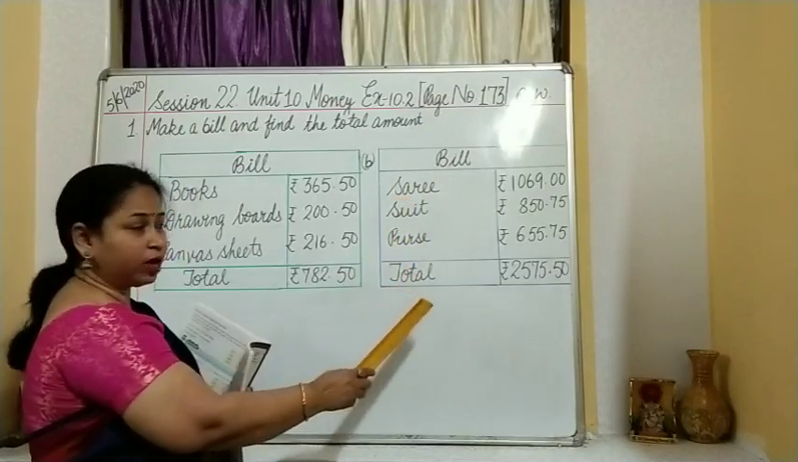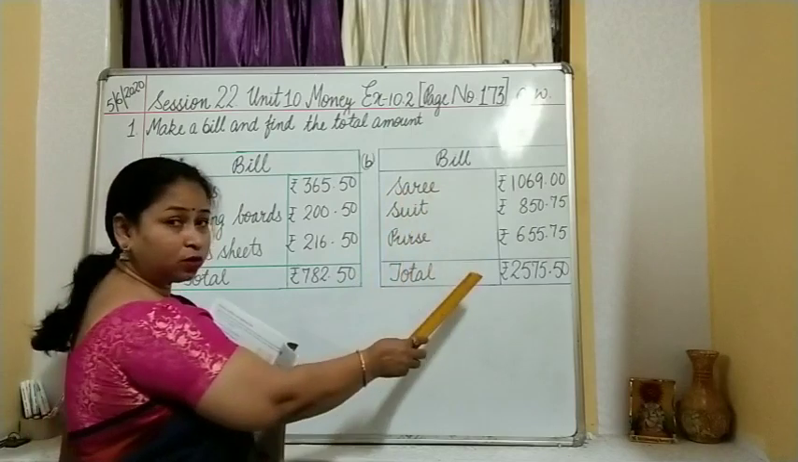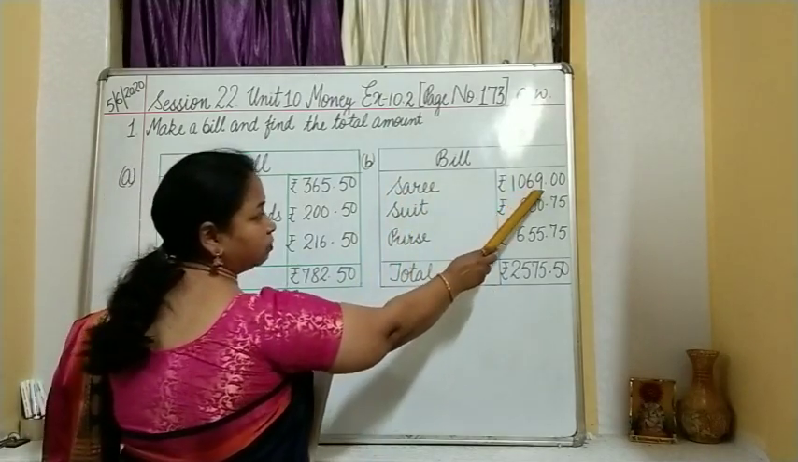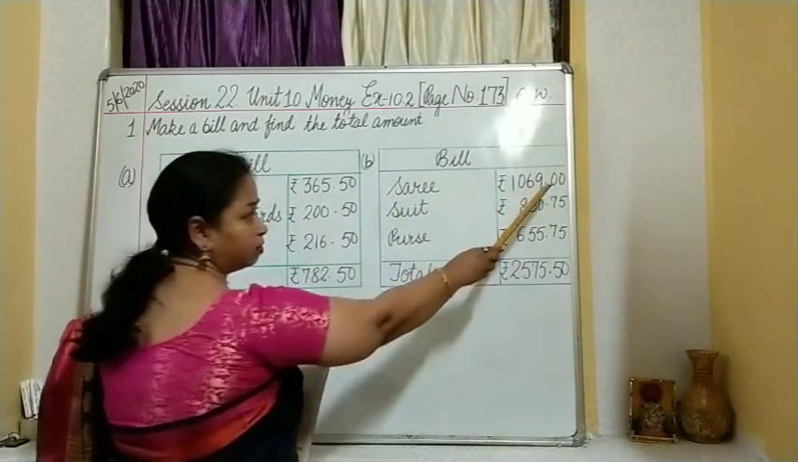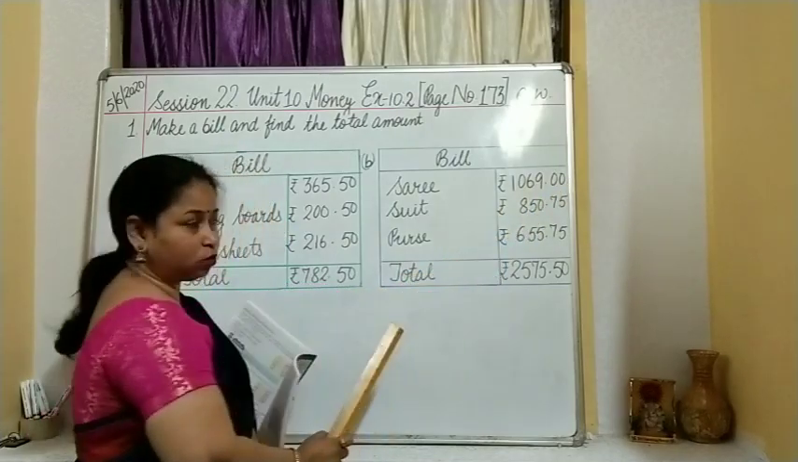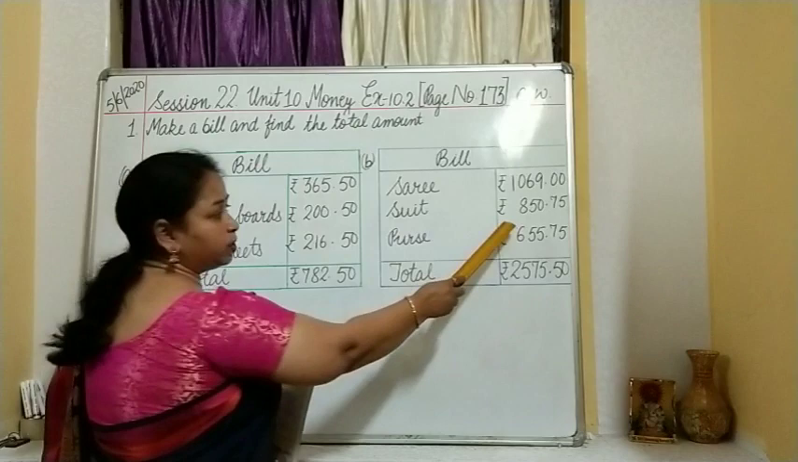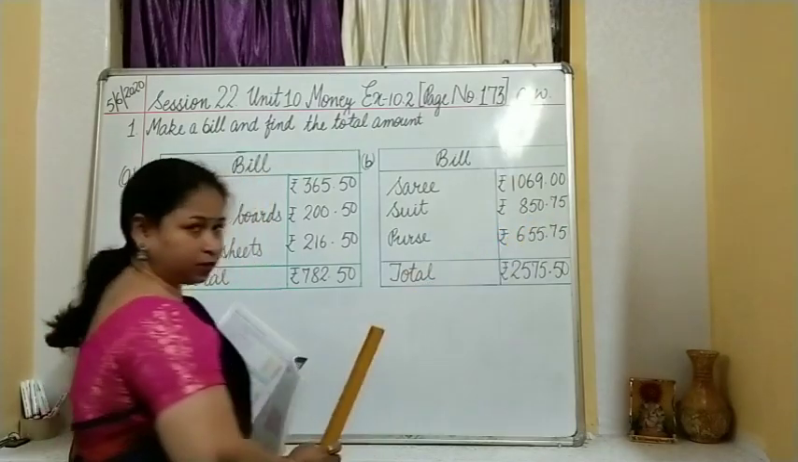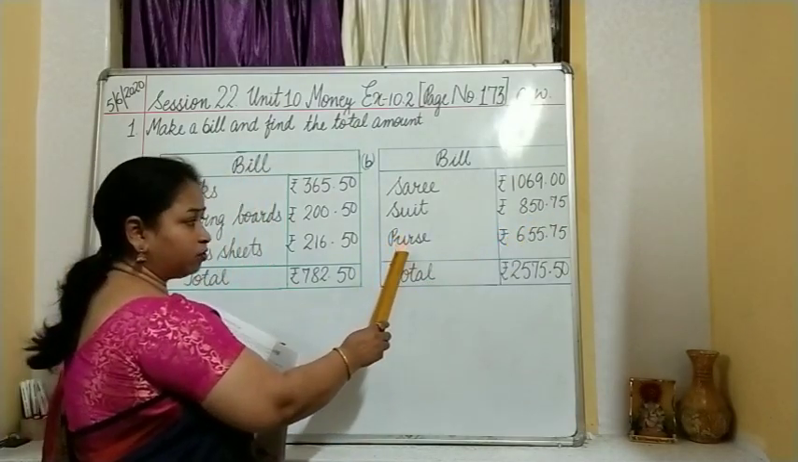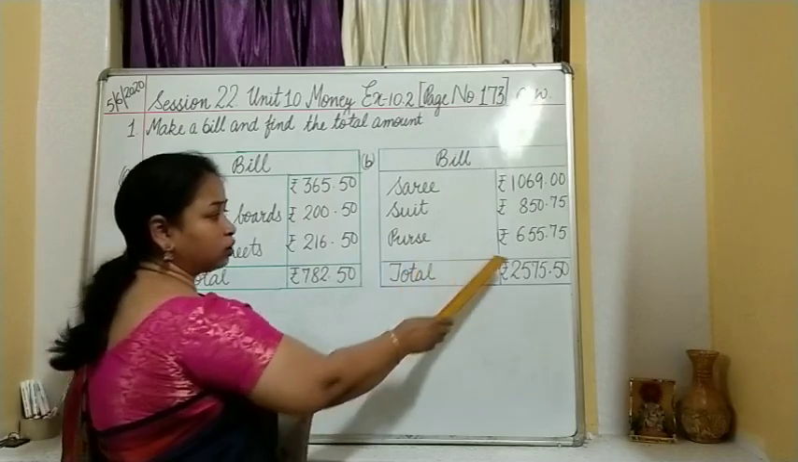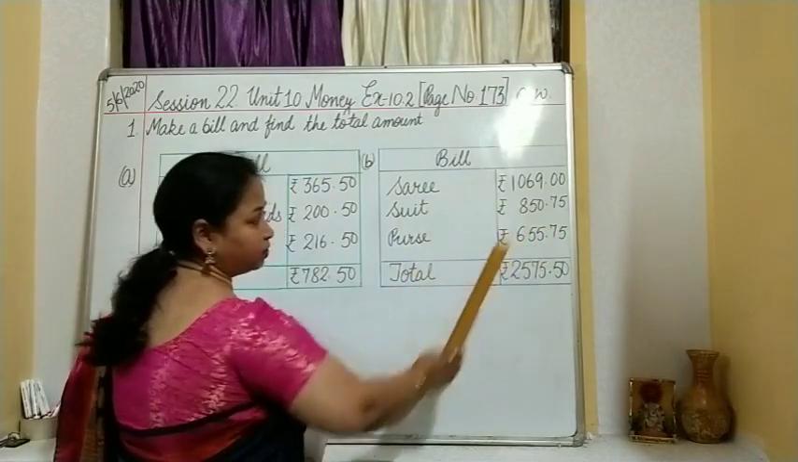What are the items we have purchased? Sari, what is the cost of that? Rupees 1069 and no paise, so it is 00 mentioned over there. Then what is the cost of the suit purchased? Rupees 850 and 75 paise. Then you have purchased a purse also, so rupees 655 and 75 paise.